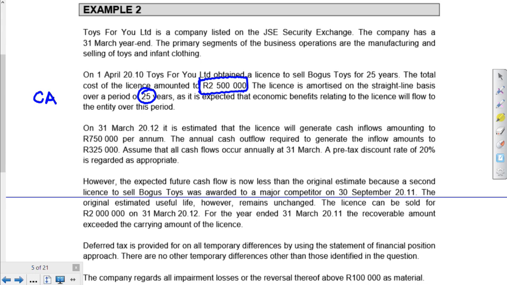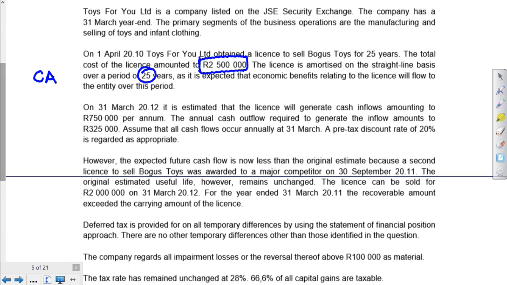Do you agree? On the 31st of March 12, it's estimated the license will generate cash flows of 750 per annum. So what you have to do, that's value in use. You have to work out the remaining life at that stage, and then you can just use the payment function on your calculator to do the PV. It's not different amounts every year, it's the same amount every year. The annual cash flow to generate these cash inflows is that. So it's actually going to be the one minus the other. Cash in minus cash out will be your net cash flow.